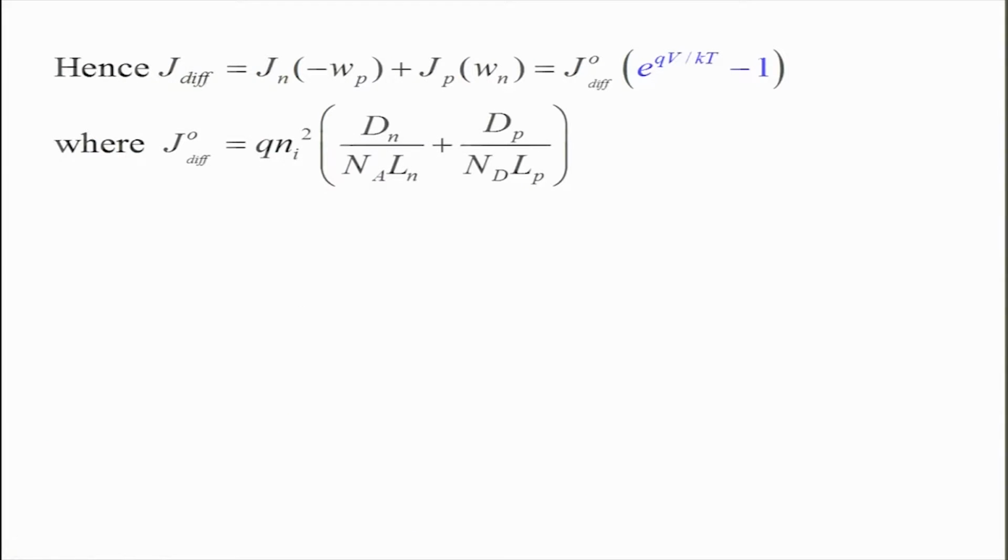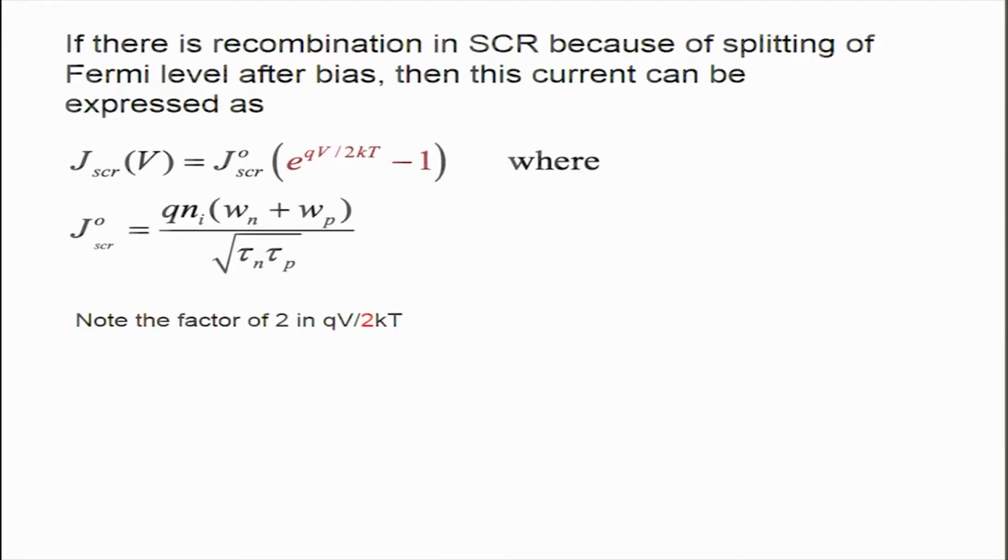Alright. Now, hence we can say that J diff is equal to Jn at minus Wp plus Jp at Wn, which is equal to J naught diffusion into exponential Qv by Kt minus 1, and J naught is this. So, this is what we expected from diffusion current, but what happens in solar cells is that although we were assuming earlier that there is no recombination current in the space charge region, there is a recombination current in the space charge region because the Fermi levels are now split.